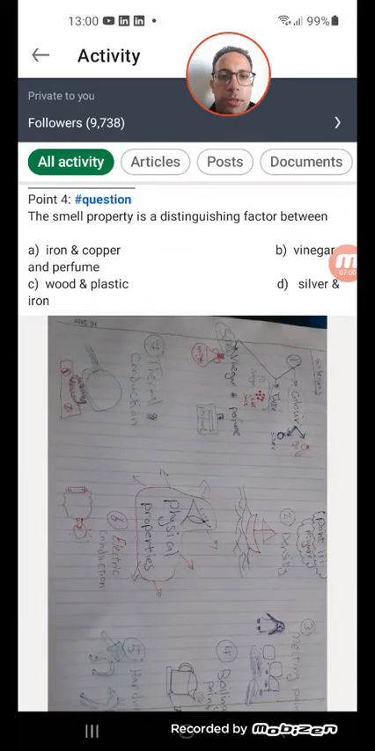The smell property is a distinguishing factor between the choices: A, iron and copper, B, vinegar and perfume, C, wood and plastic, D, silver and iron. So the answer, can you guess? We differentiate by smell, away from our study, even by logic.